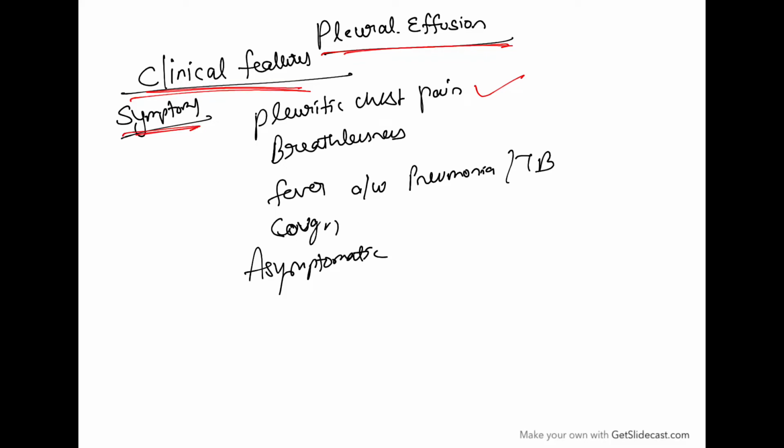Continuing with the lecture on pleural effusion. Now, let us see the clinical features of pleural effusion, the symptoms. Pleuritic chest pain, then breathlessness, and this depends upon the rate of accumulation of the fluid and the severity of pleural effusion. Then there are symptoms associated with the underlying conditions. For example, if the patient is suffering from pneumonia or tuberculosis, then they can have fever and cough, and the patient could also be asymptomatic as well.